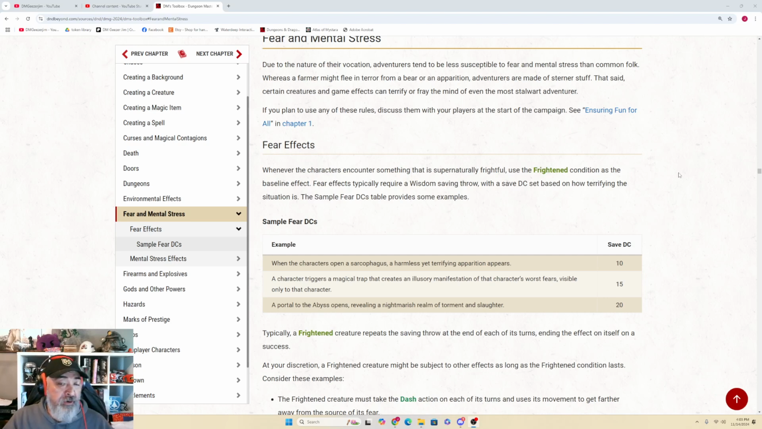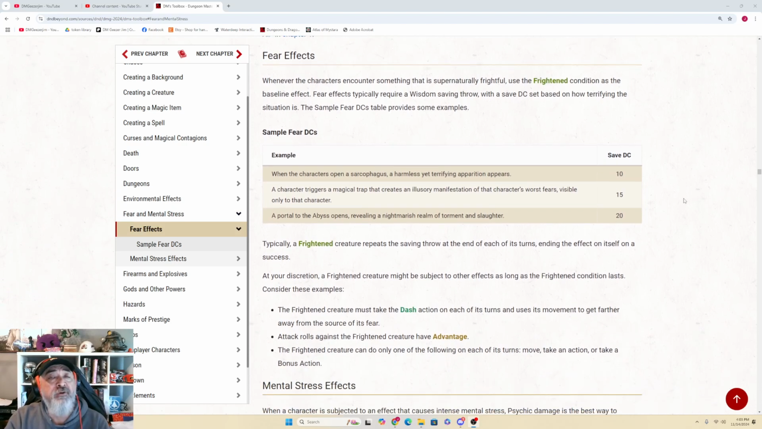For when you want to give the jump scare, the ghost pops out of the coffin. Everyone rolls, DC 10 or it goes frightened. Now, frightened means until the source of their fear goes away, so the ghost can fade away, and next round everyone's like, ooh, what was that? So that's a quick and easy way to do it. And you can get even deeper and deeper.